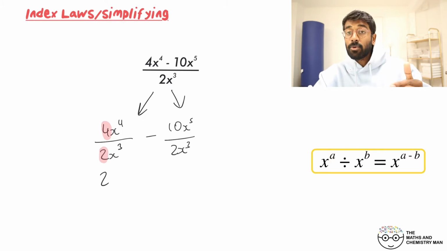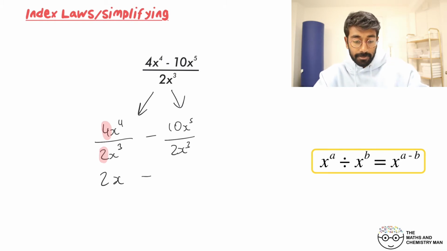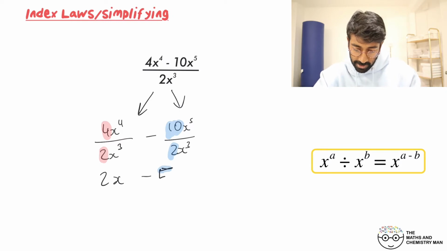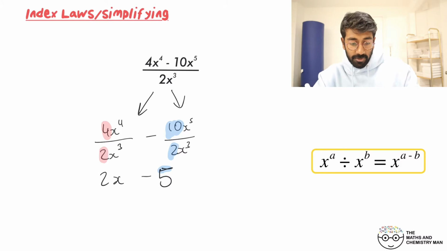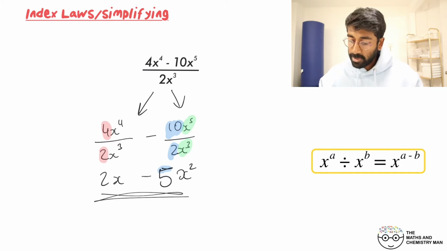And then x to the 4 divided by x to the 3 is just x, because we take away the powers there. Next, we've got 10 on top, 2 on the bottom. 10 divided by 2 is obviously 5. There you go, 5. And then we've got x to the 5 divided by x to the 3. And so that's going to give us x squared, because again, just take away the powers.